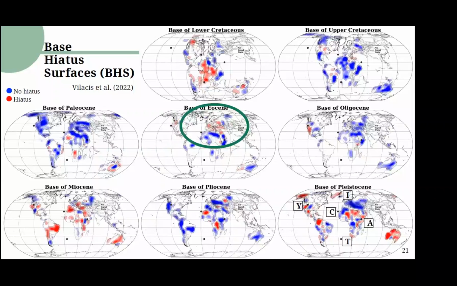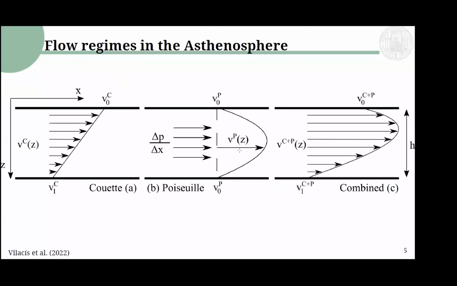And since we are in Australia, we can also take a look at Australia, and we can see, for example, at the base of the Eocene, that the continent is tilted. We have a proxy for subsidence in the east and a high proxy of dynamic topography in the west. But if you remember, at the beginning of my talk, I told you about this Couette-Poiseuille flow, and I told you that there's a relationship between the vertical and the horizontal motion. So what we can do now is compare both observables, the base hiatus maps and the spreading rates, together.